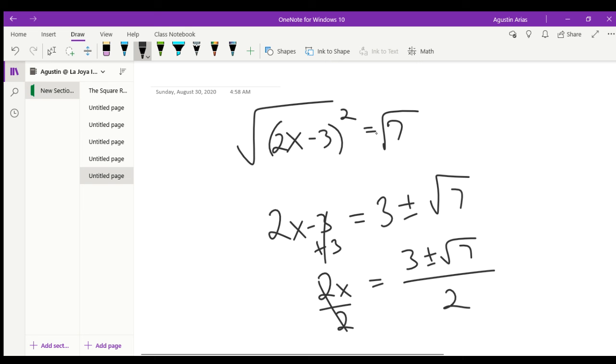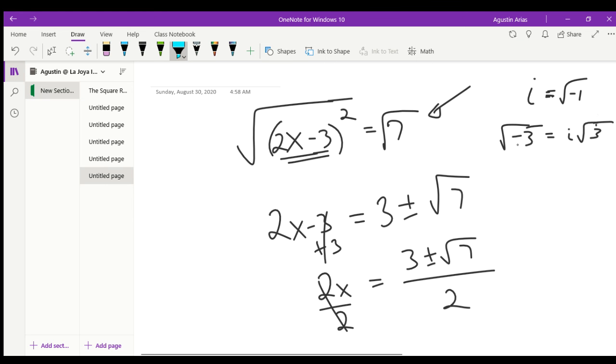So don't forget that. If the inside is a little more involved, there are going to be more steps. And if you see a negative on this side, don't forget that i is equal to the square root of negative 1. So something like the square root of negative 3 can be rewritten as i square root of 3. Any chance you get to do that, you need to take it. Anytime you see this, you need to do it. Do not leave it as the square root of negative 3. Change it, okay?